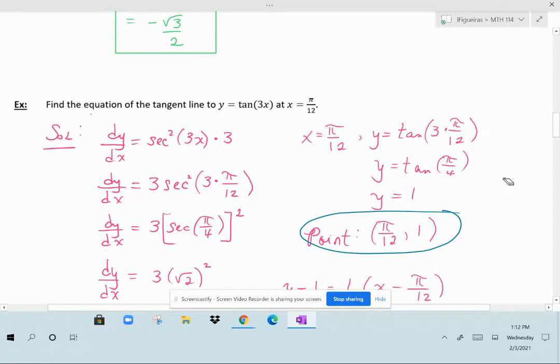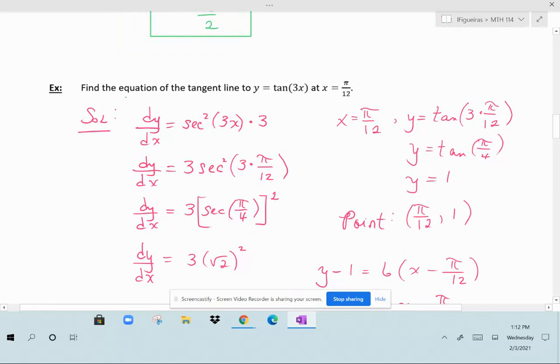So let's find the derivative, because the derivative will give me the slope. So to find the derivative, I do have to use chain rule. The outer function is tangent, and the inner function is 3x. So the derivative of tangent is secant squared of 3x times the derivative of 3x, which is 3. So I now have to evaluate 3 secant squared at pi over 12, which means 3 secant of pi over 4, and then we're going to square that result.